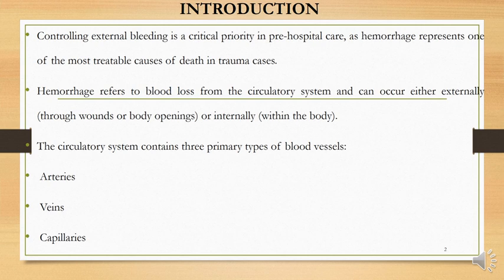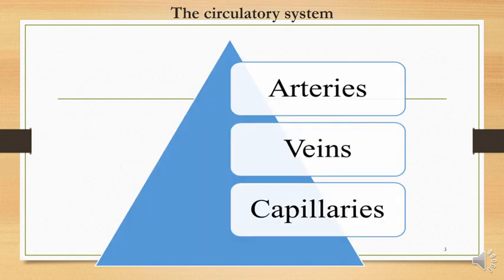The circulatory system contains three primary types of blood vessels. We have the arteries, the veins, and the capillaries. These are the major sources of blood flow. These are the three primary types of blood vessels in the body. So, the arteries, the veins, and the capillaries.